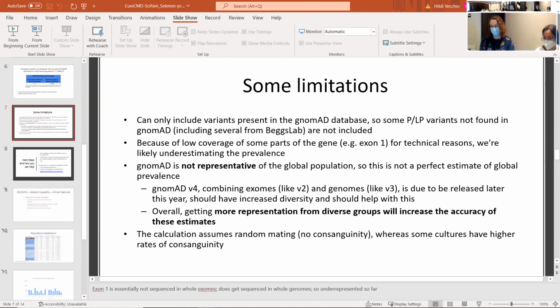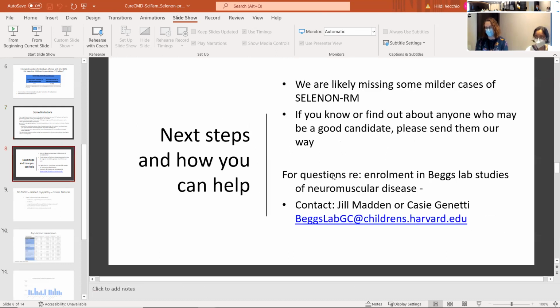I just wanted to jump to the last slide here, which is, what does this mean for everyone in the room? Big picture, we're probably missing some of the milder cases. If you happen to know or find on Facebook or hear about anyone who may be having a milder version of something your family member has, please do send them our way.